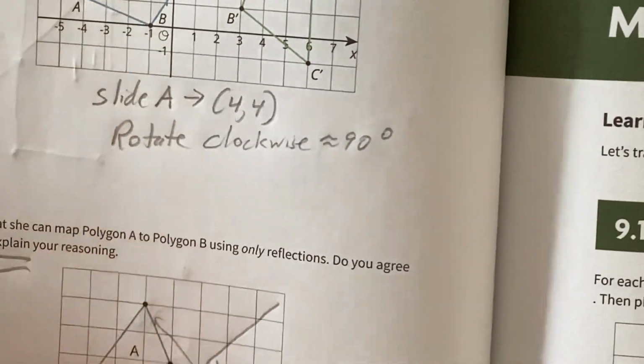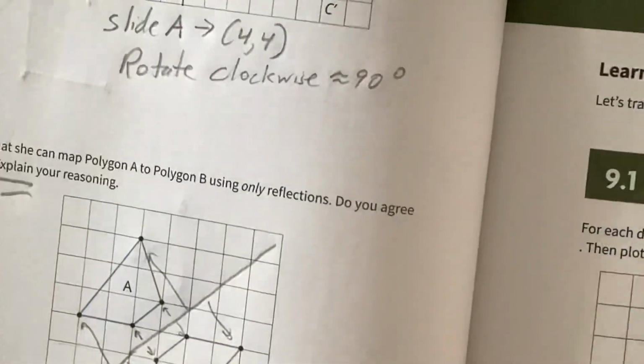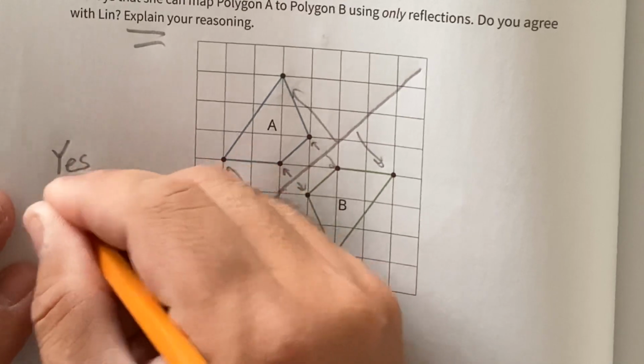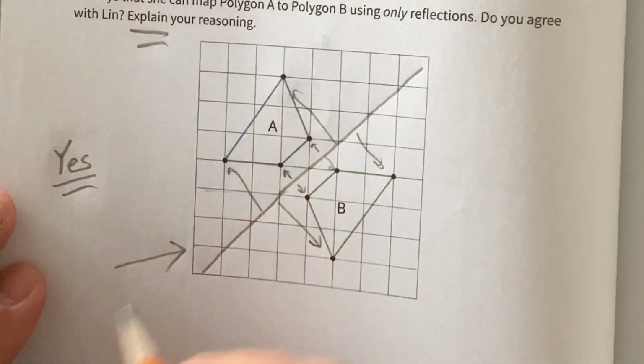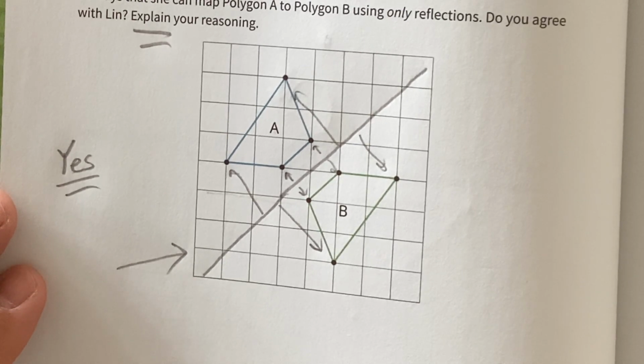So whatever your argument is, if you said no, why do you think that? I'm going to go with the yes. I think it is possible if you get the right angle line there. I think that's pretty close to being a reflection. But again, whatever you say, just defend it.